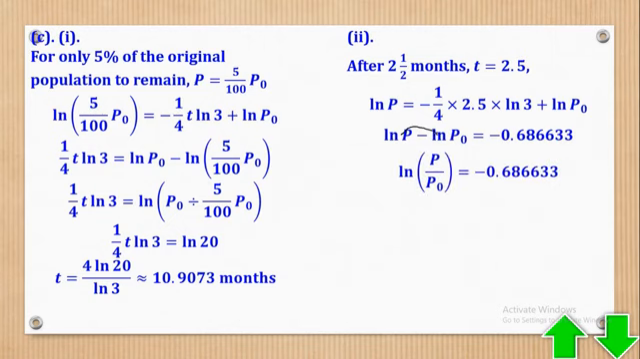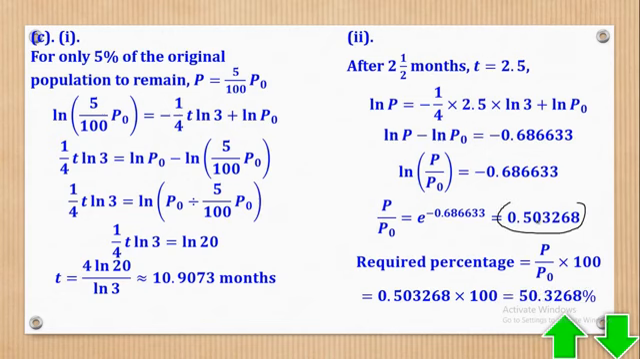Then this and this gives you P over P naught, but here there's a negative, so antiln gives you this, which is this on the calculator. Therefore the required percentage will be P over P naught multiplied by 100, but P over P naught is this, so multiply it by 100 to come up with this as the required percentage.